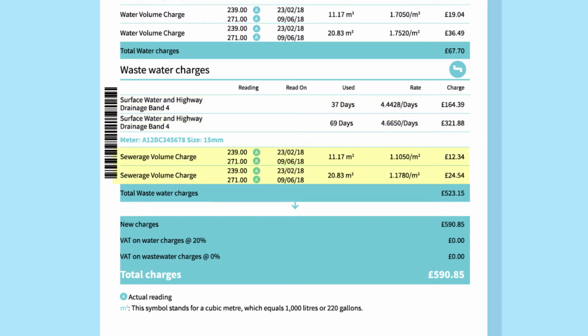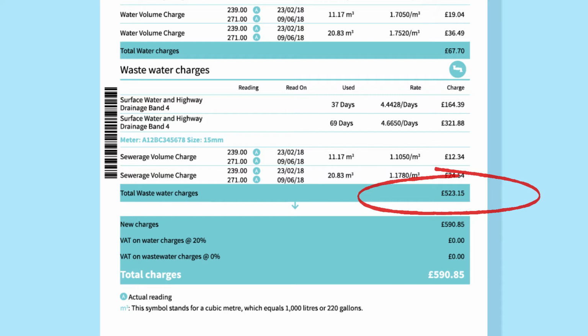Okay, sewerage volume charge. Now this is the price you pay for the wastewater that leaves your premises, such as down the toilet or plug hole. It's based on your meter readings and the amount of clean water you used, but you'll notice the price in pence for each cubic metre used is lower than for clean water. That's because not all the clean water you use drains away as waste. Some inevitably gets lost, for example as steam when you boil the kettle. We add the surface water and highways charge to the sewerage volume charge to work out the total wastewater charge.